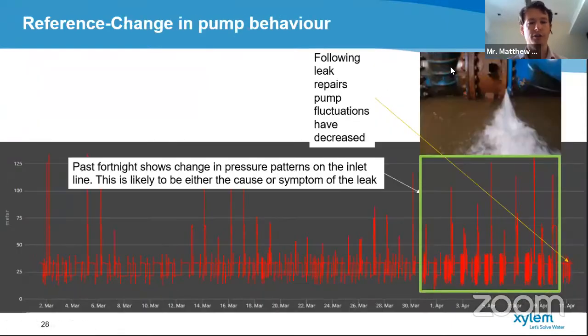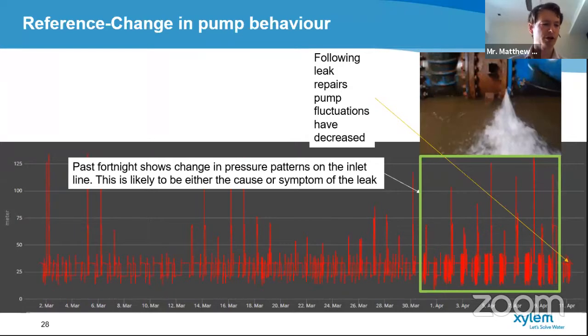A third case study I've got here, I referenced how pumps may be indicative of leaks on the network. In this particular case, we can see the red line on the chart. There's a daily pumping pattern that's going on. Towards the right-hand side of the chart, we can see that the line gets blurry. The pumps are turning on and off more and more frequently.